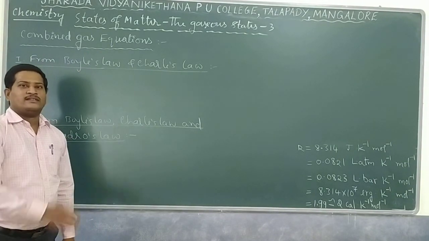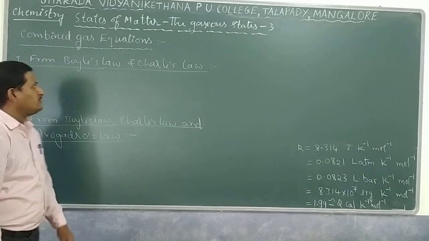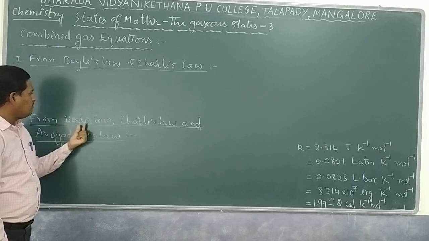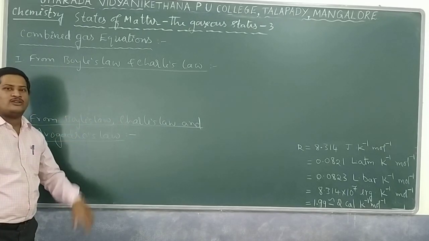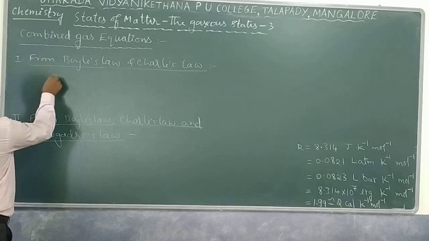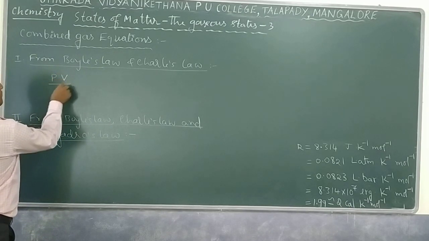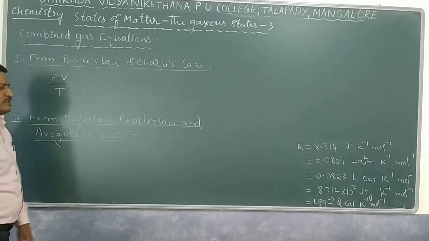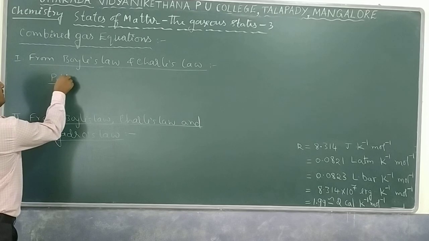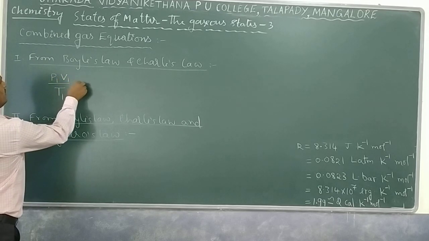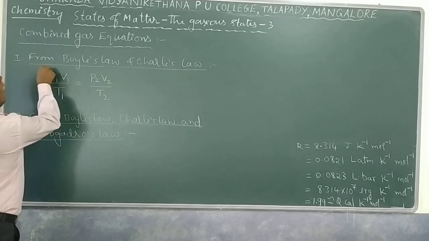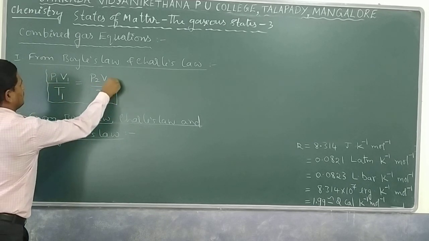From these different gases we find two important equations, one from Boyle's law and Charles law, and another from Boyle's law, Charles law, and also Avogadro's law. So from Boyle's law and Charles law we find one equation: pressure times volume divided by temperature is a constant. Suppose a gas is present at two different conditions, then P1 V1 divided by T1 is exactly equal to P2 V2 divided by T2. So this is the first combined gas equation.